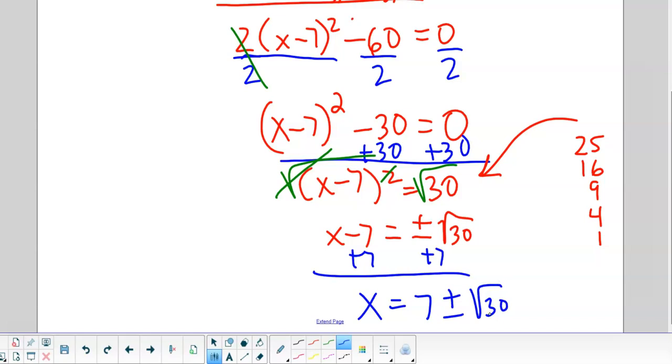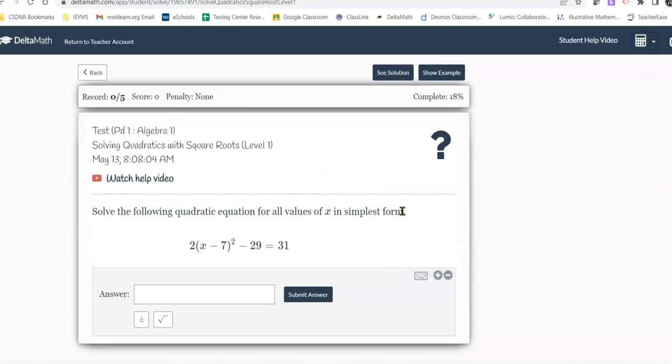So 7 plus or minus the square root of 30. I know that because it says simplest form. It doesn't say to round. So I'm going to write a 7. I'm going to click this plus or minus sign and the square root of 30.